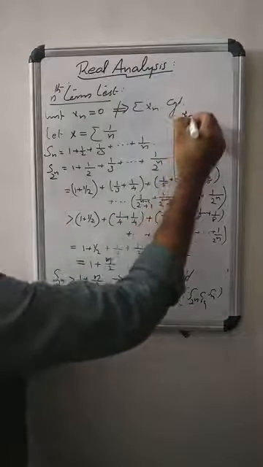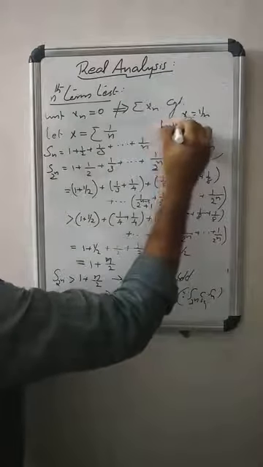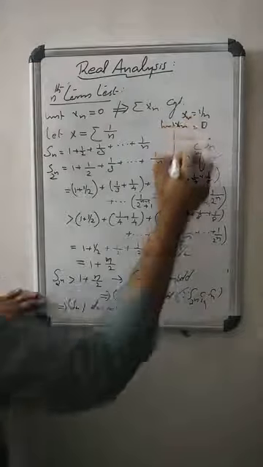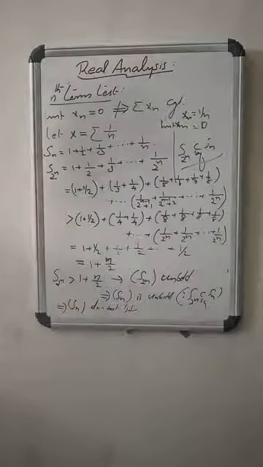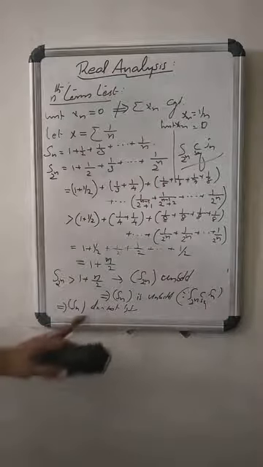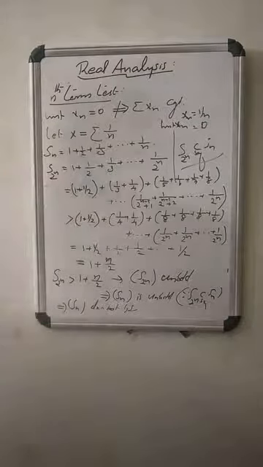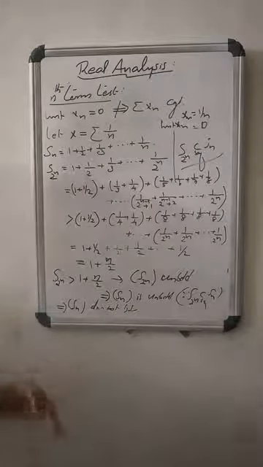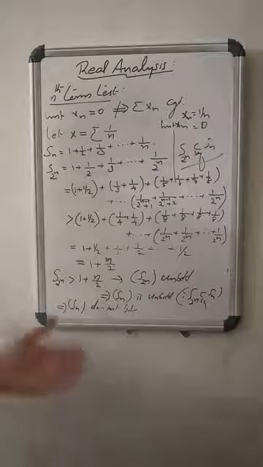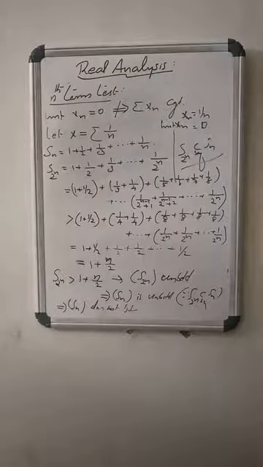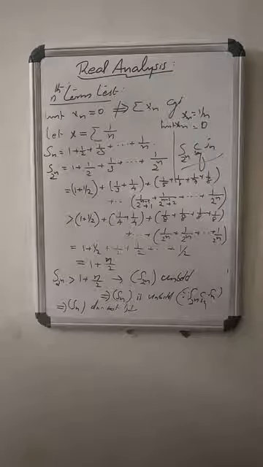But here, what is xn? Xn equals 1 by n. So what is limit xn? Limit xn equals limit 1 by n, which is 0. Here limit xn equals 0, but the series sigma xn need not converge. Since the partial sum does not converge, the infinite series sigma xn does not converge. That means when limit xn equals 0, it need not imply the corresponding infinite series converges. So the converse of the nth term test does not hold. It may hold, but it need not hold.